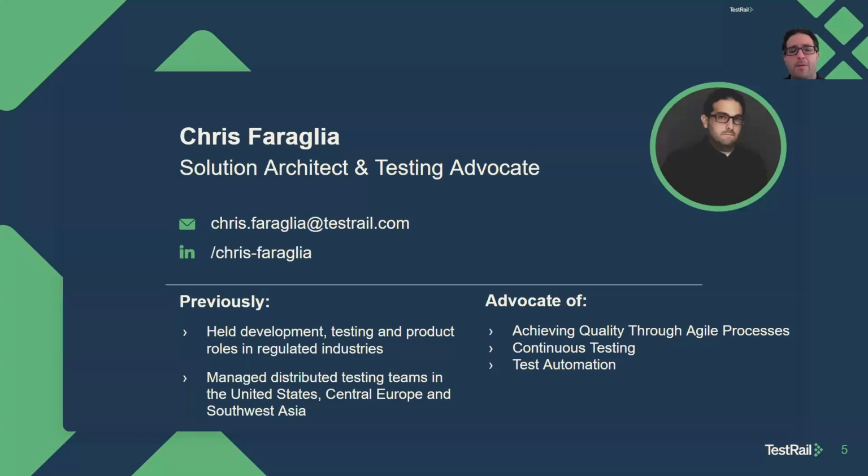If you haven't been on any of our webinars recently, I'll do a quick introduction of myself. My name is Chris Fralia. I'm a solution architect, and generally I say testing advocate, on the TestRail platform. I love a lot of community engagement and helping prospective, new, and really any customers at TestRail, and really anybody that likes to do software testing automation.